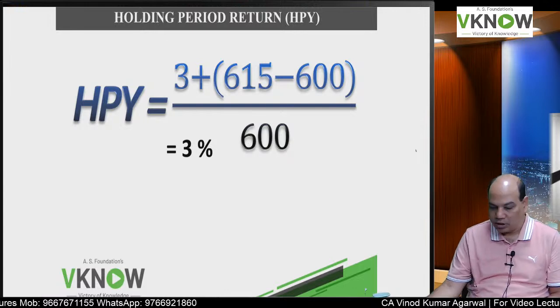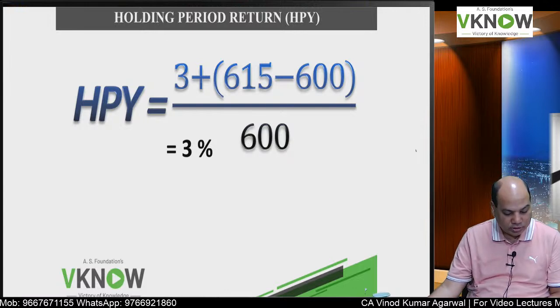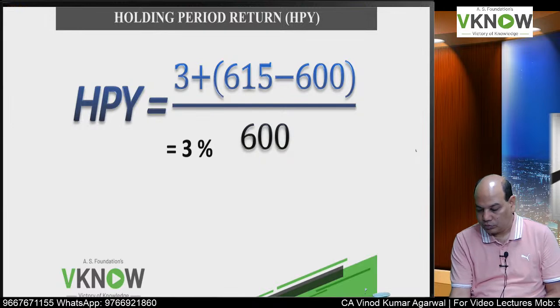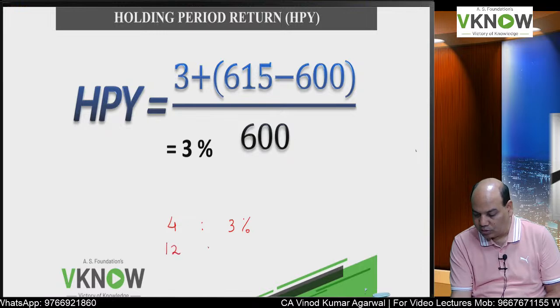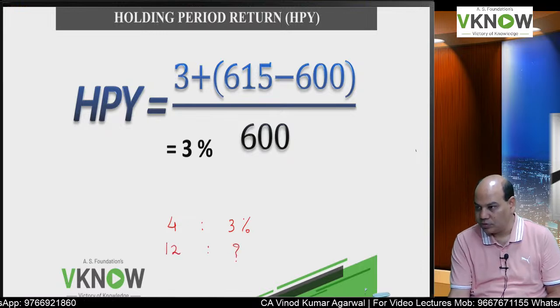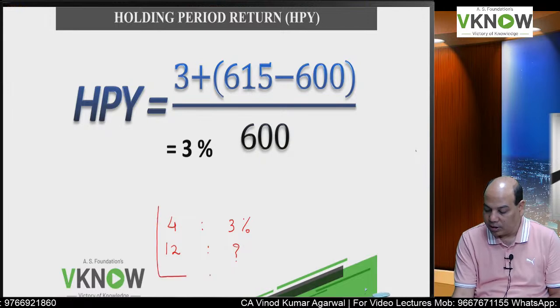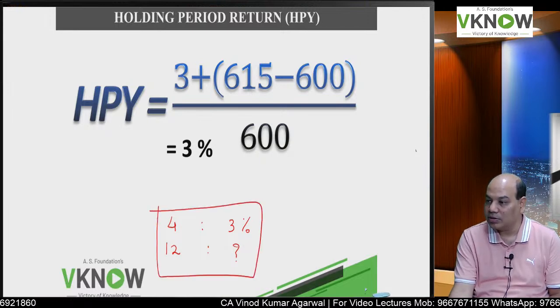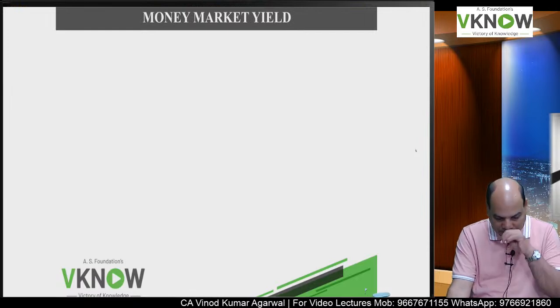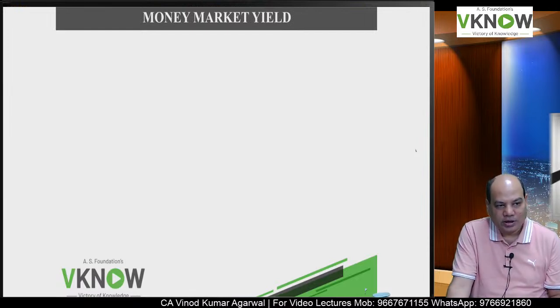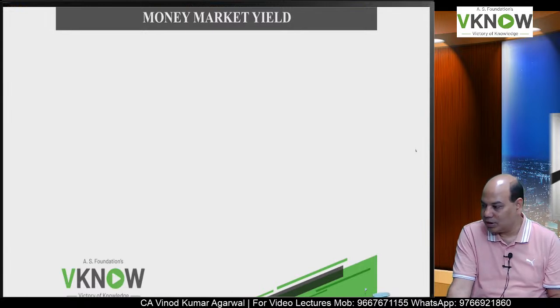This is holding period yield, and this problem is for how many months? 4 months. So in 4 months if you earn 3%, in 12 months you will earn how much? That is called MMY, money market yield. Write down below money market yield. We have a chapter also called money market.